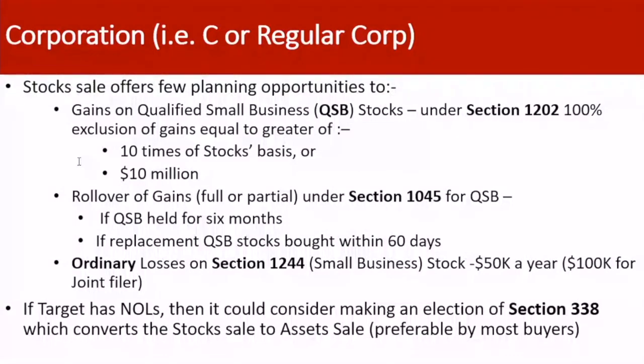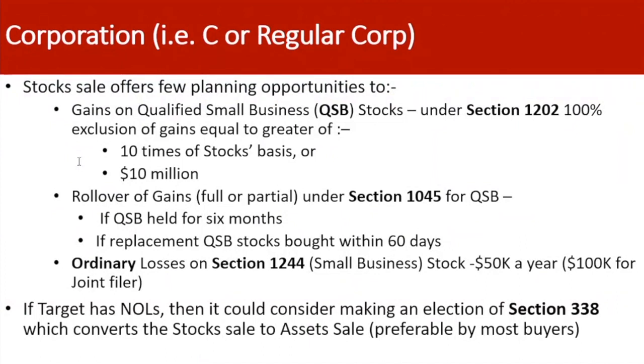So just to give an example, if Mr. A started a company and invested $100,000, and after 10 years he sells the stock, his investment is $100,000, and 10 times that basis is $1 million. So he can exclude $1 million or $10 million, whichever is greater.